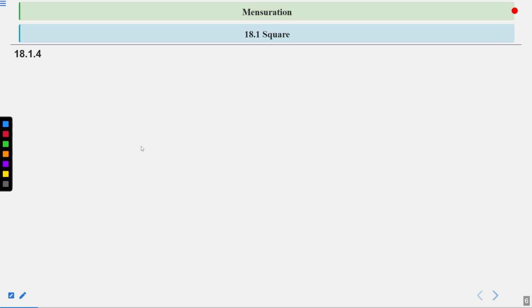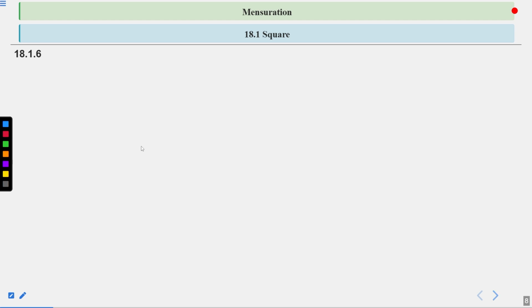18.1.4 formula. So this is a square. Now the diagonal of a square is d equals side times root 2. Next one is the 18.1.5 formula of the square. So this is a square, and the inradius of the square is side by 2. We get the inradius.